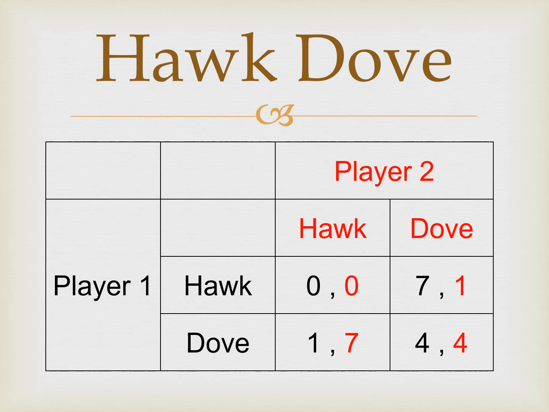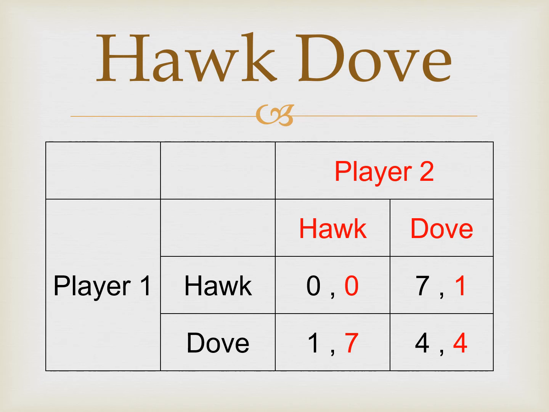Within this situation, however, if both play dove, we have an outcome where they're both fairly well off. And if they both play hawk, it's not the end of the world, but we get no benefit whatsoever. So there's two pure strategy Nash equilibria.